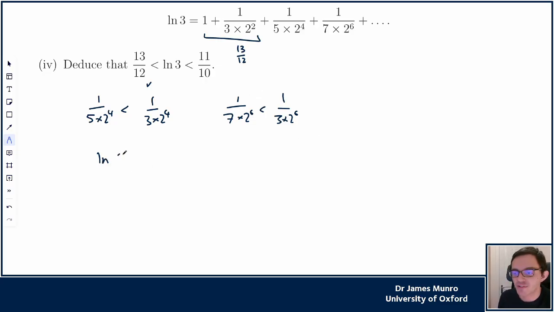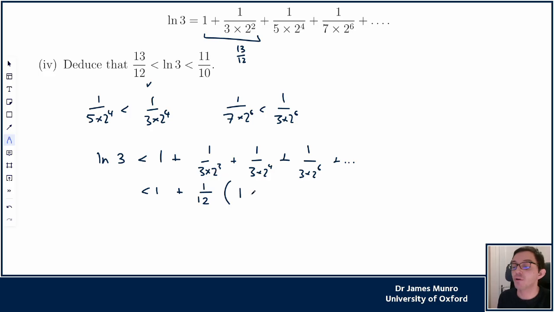If I do that, then I will see that log 3 is smaller than the first term, plus 1 over 3 times 2 to the 4, plus 1 over 3 times 2 to the 6, plus so on and so on. These terms on the right hand side are not quite a geometric series because of the first term. Ignoring the first term for a moment, I get 1 over 12 times 1 plus 1 over 2 squared, plus 1 over 2 to the 4, plus 1 over 2 to the 6, and so on.